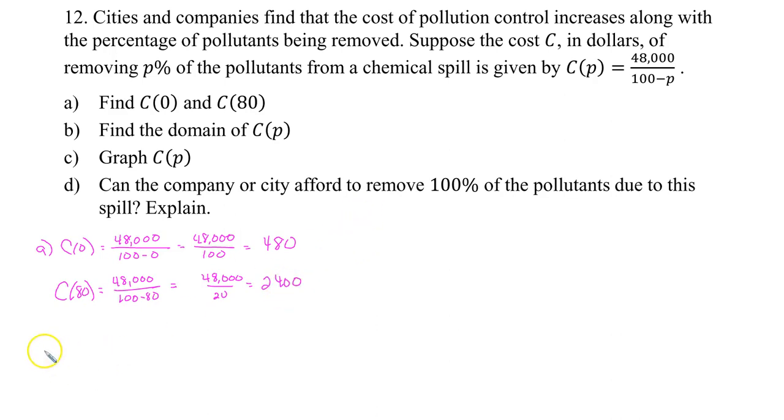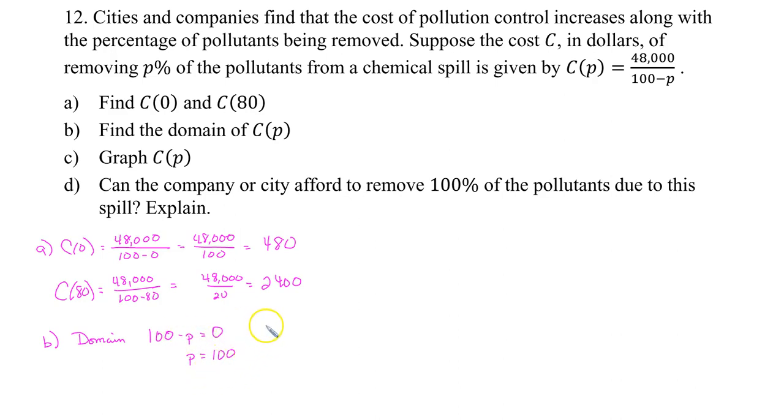I mentioned a while ago when we started with this problem that P couldn't be 100. So when we start talking about the domain of this function, we're going to find it by taking that denominator and setting it equal to 0. That's why we pointed that out to you to begin with. So we take 100 minus P, set this equal to 0, and we discover that P is equal to 100. Subtract 100, divide both sides by a negative, however you want to go about that.